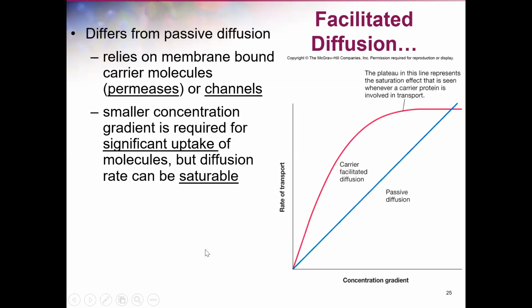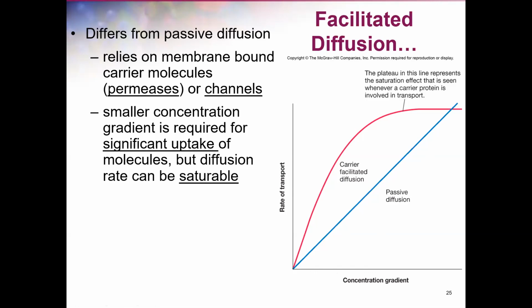Then you can see this figure compares the differences between these two. If the chemical is diffused by passive diffusion, then once the concentration increases, the rate of transport will increase linearly. So that's passive diffusion by nature, right? But facilitated diffusion is a little bit different, because the cells need a protein to help.